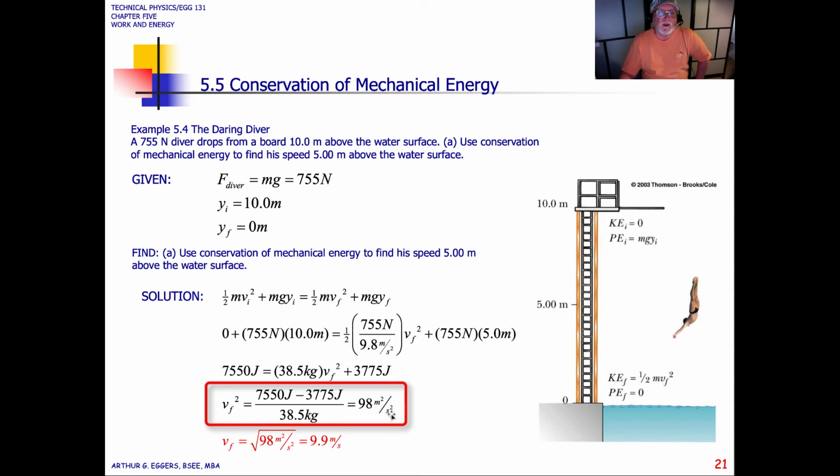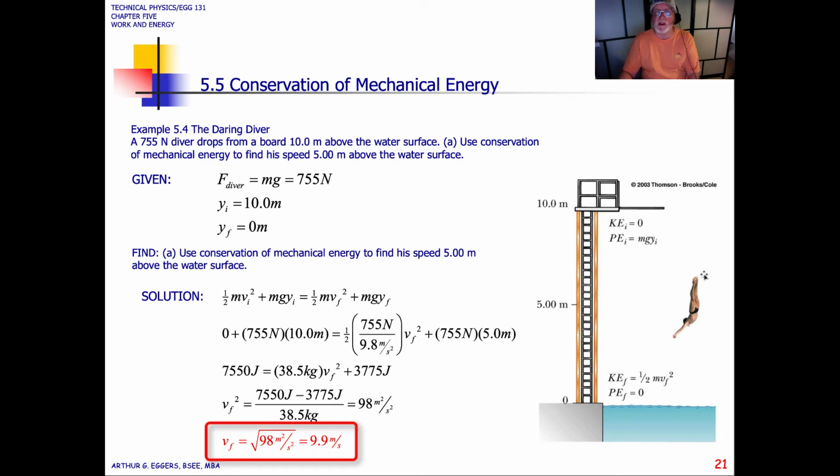meters squared per second squared. Notice it's meters squared per second squared. Why? Because I've got a square on the other side, on the left side. When I take the square root of both sides, that square is going to disappear. The square root then resolves this to 9.9 meters per second. So when we take this snapshot in time with this guy dropping through space 5 meters above the water, he's moving at 9.9 meters per second.